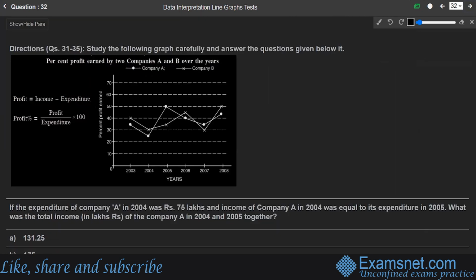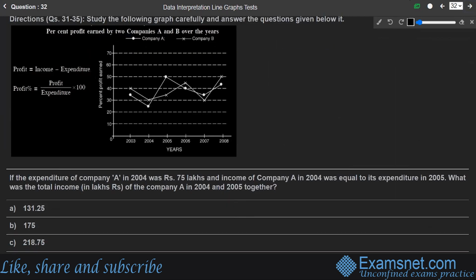Okay, let's go for the next question. For the same line graph, the question is: if the expenditure of A in 2004 was 75 lakh rupees, so the expenditure of A in 2004 is given as 75 lakh rupees, and the income of company A in 2004 was equal to its expenditure in 2005.